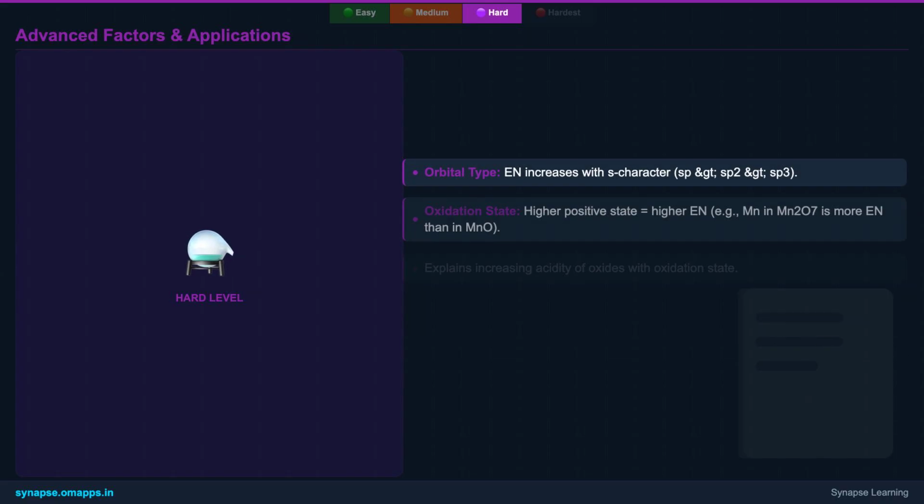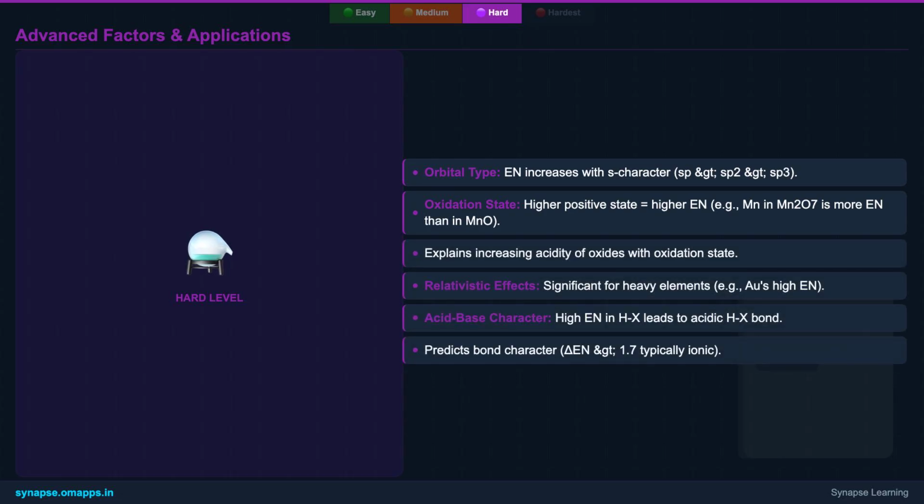Beyond the fundamental scales, electronegativity is profoundly influenced by subtle factors. Orbital type is one such factor. An atom's electronegativity increases with the s character in its hybrid orbitals, as s orbitals are closer to the nucleus. This explains why sp hybridized carbon is more electronegative than sp3.